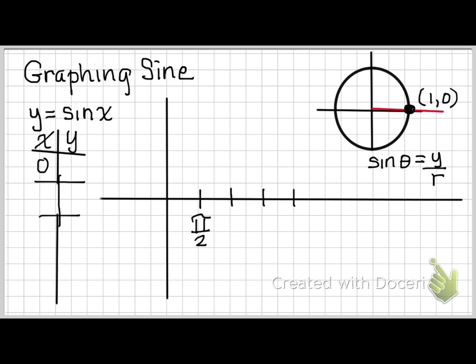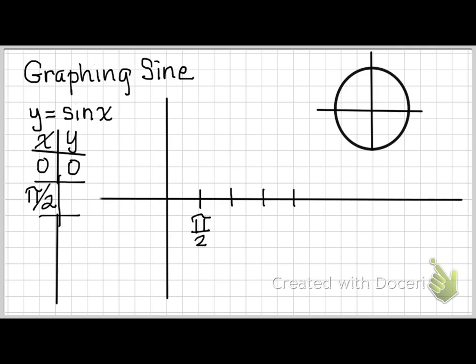So the sine of this angle at 0 degrees is equal to y, which is 0, over r, which, the radius on a unit circle, is 1. So that's 0 over 1, which is 0. And that's what I'm going to fill in to the table. So there's my 0. Next convenient value I'm going to choose is pi over 2.